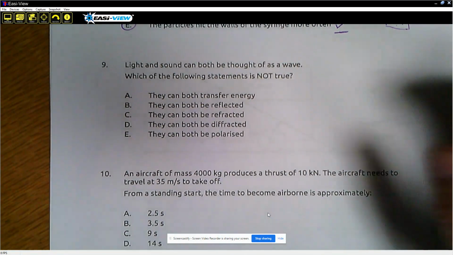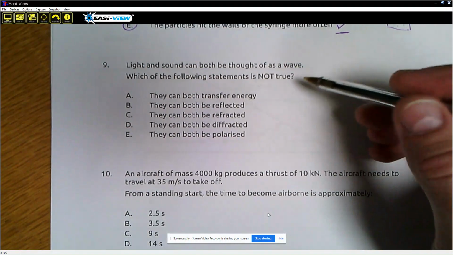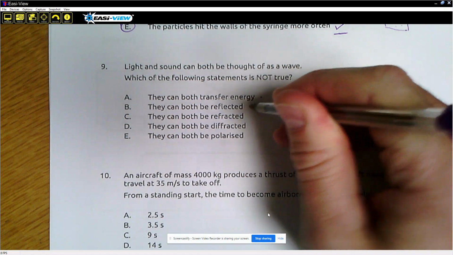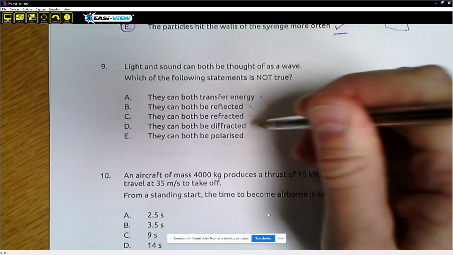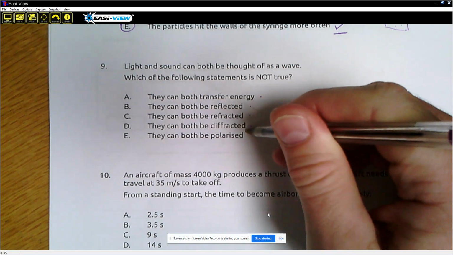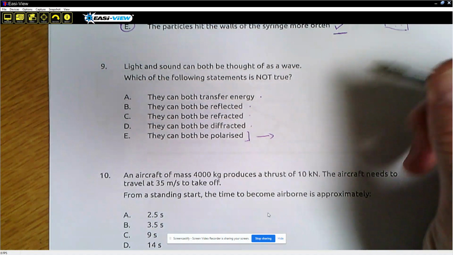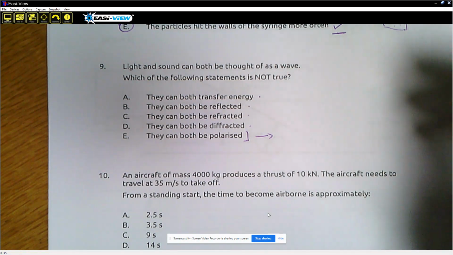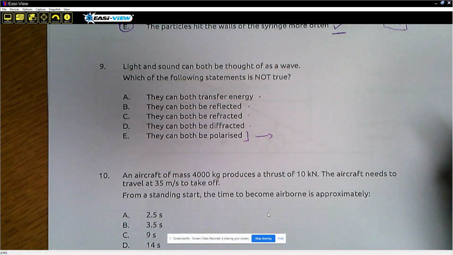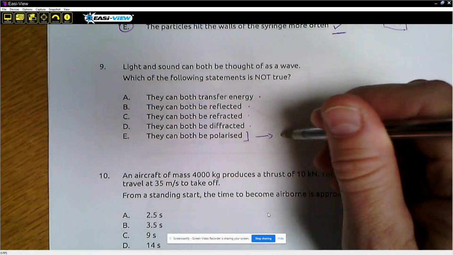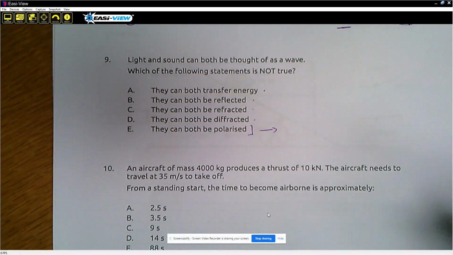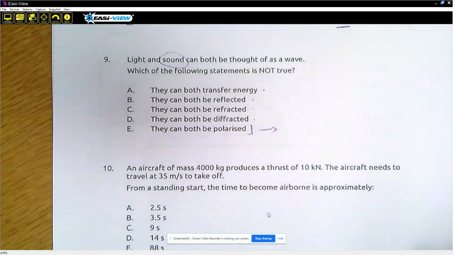Light and sound can both be thought of as waves. Which of these statements is not true? All waves can transfer energy. All waves can be reflected. All waves can be refracted. All waves can be diffracted. And what you can't have with a longitudinal wave is that it can't be polarized. That's not really one, certainly in the GCSE spec I teach, that we would go into a lot of detail on. So that's the one. Transverse waves can be polarized, but longitudinal waves cannot. And sound is a longitudinal wave, so it can't be polarized.